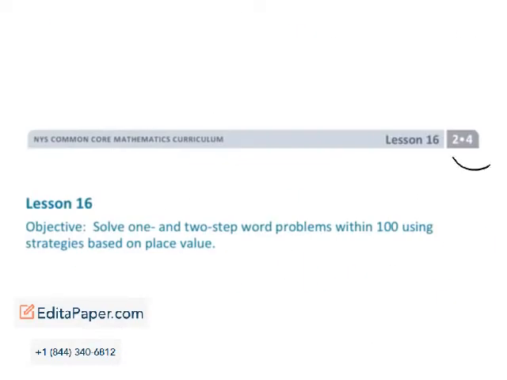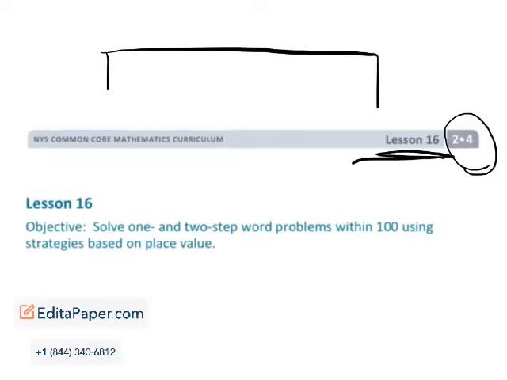And that is Grade 2, Module 4, Lesson 16, using those tape diagrams to better understand how to solve these word problems.